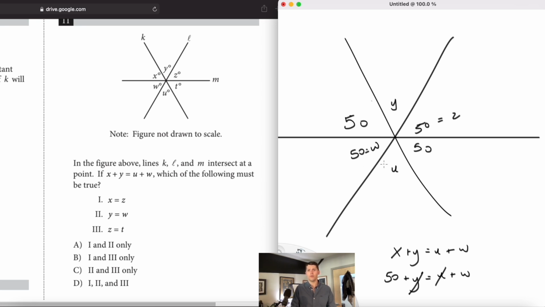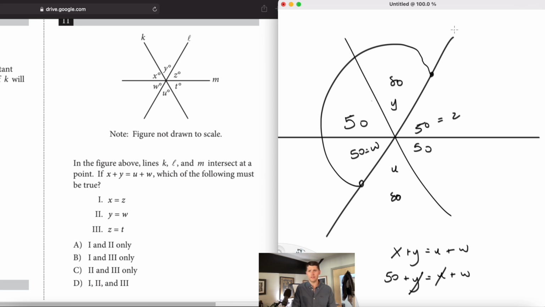So that means y and u must be the remaining angles. You could think about this as 180 degrees. We have 100 degrees taken up by the 50 and 50. So this is 80 and this is 80. And again, you could pick any number you wanted for x and then just figure out the rules from there. So then just see which things are true. Roman numeral 1, x equals z. Yeah, that is true in this case. So Roman numeral 1 is right.